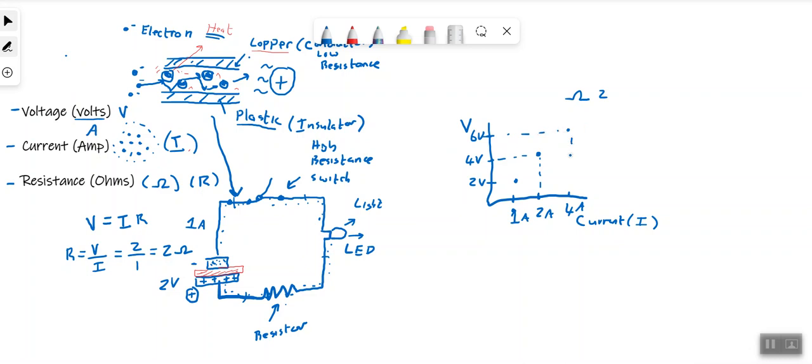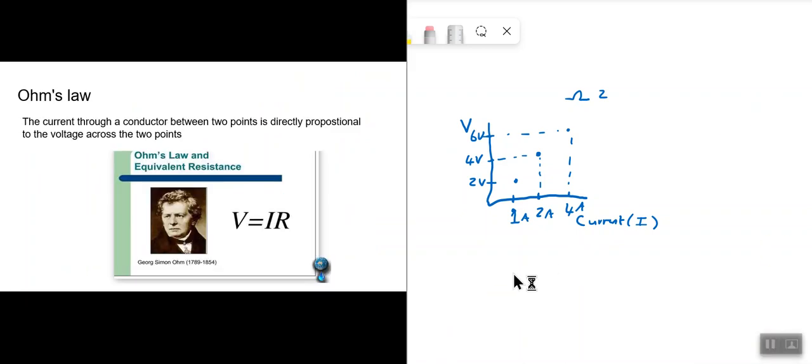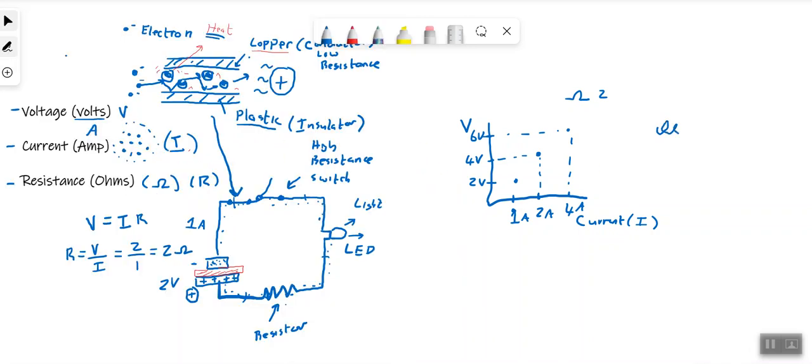So what we can see is, if we go back to Ohm's law, the current through a conductor between 2 points is directly proportional to the voltage across the 2 points. So we have a conductive material. Let's say this is a piece of wire like so, and we have these 2 points.